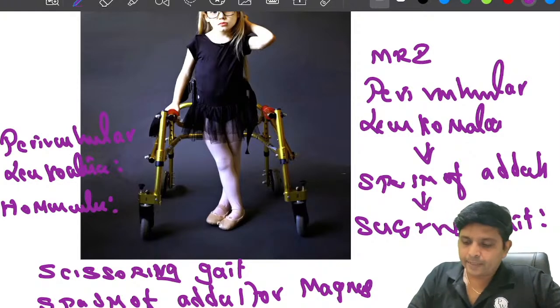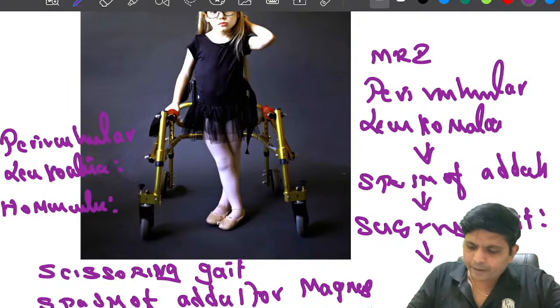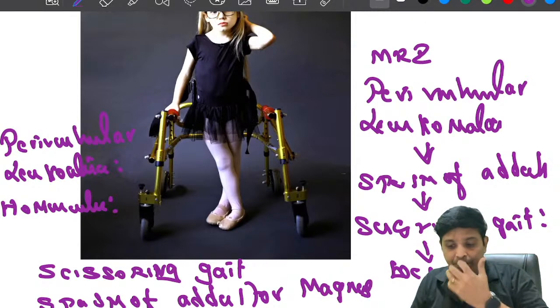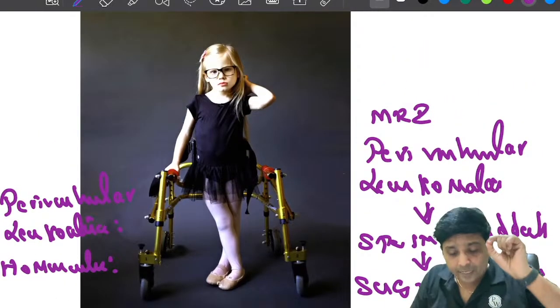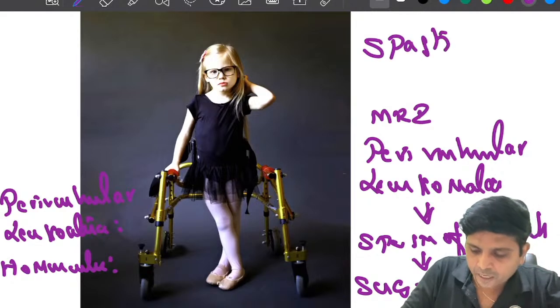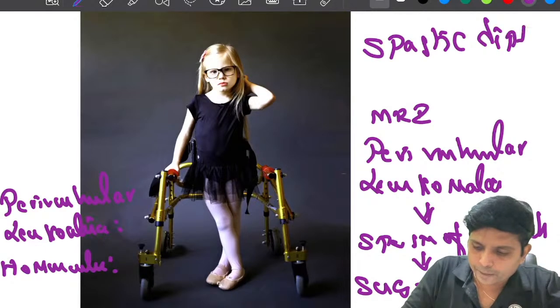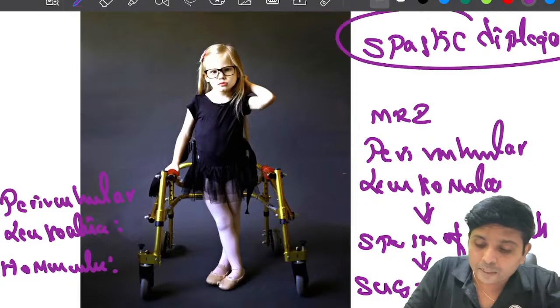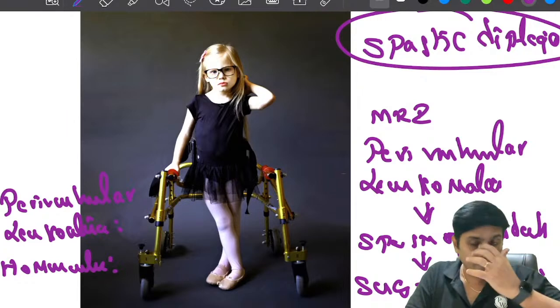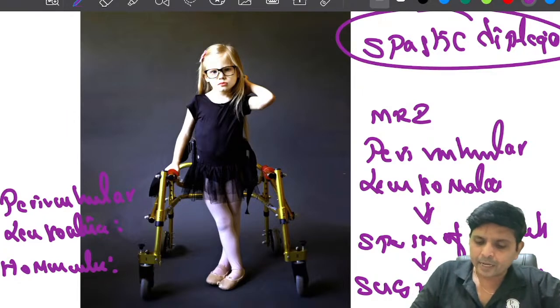Scissoring gait usually manifests as toe walking because of the spasm. What is this called? This is called spastic diplegia. It involves both upper and lower limbs, but the lower limb is predominantly involved compared to the upper limb.